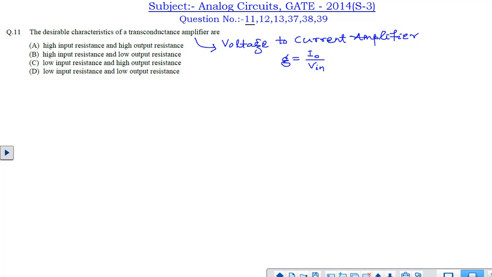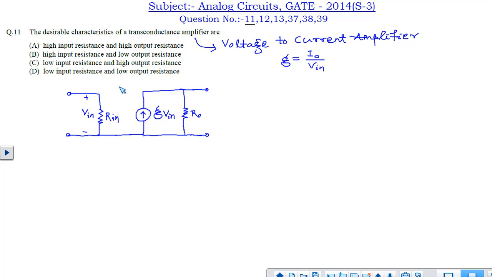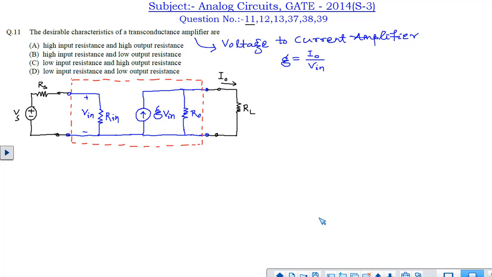by the input voltage. If you draw the circuit of a transconductance amplifier, it can be represented as a voltage dependent current source, and here is the input voltage that will be applied. Okay, now we will connect load and source voltage. Source voltage will have some internal resistance, that is Rs, and a load RL will be connected. We will see what will be the overall transconductance and how the characteristics of the transconductance amplifier should be. So this is basically the transconductance amplifier.